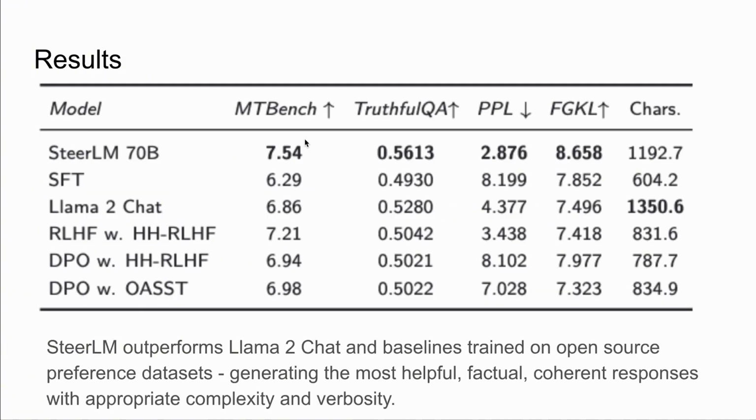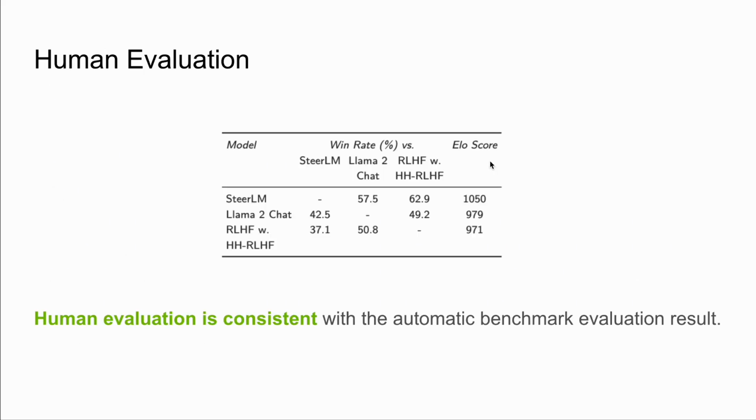And we found that compared to some of the other methods that we used, and also the baseline Llama 2 chat model, RLHF with HH-RLHF, DPO with Open Assistant, or DPO with HH-RLHF, our method was able to outperform across nearly all metrics. I guess the most important ones are MT-Bench as well as TruthfulQA. We then also conducted a short human evaluation, and we found that our model had rather good win rates against both Llama 2 chat as well as the RLHF with HH-RLHF model.